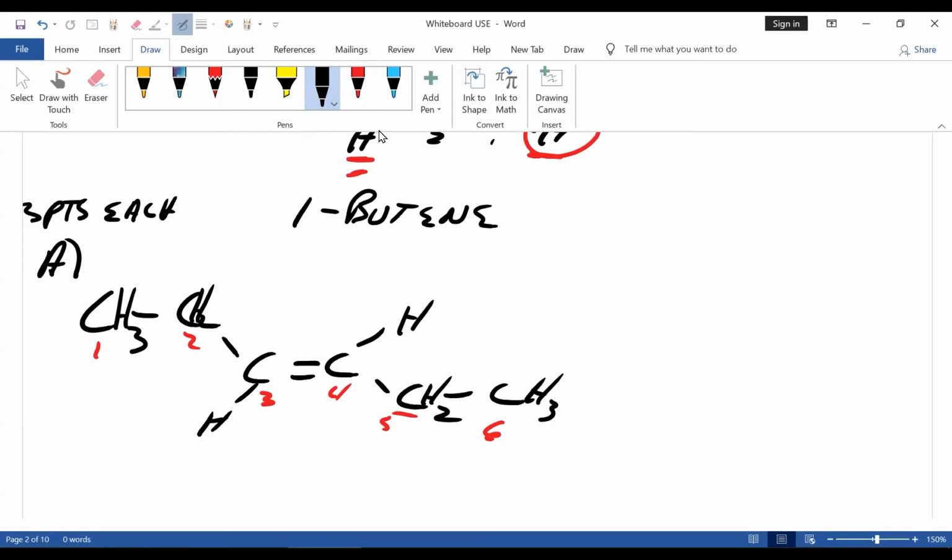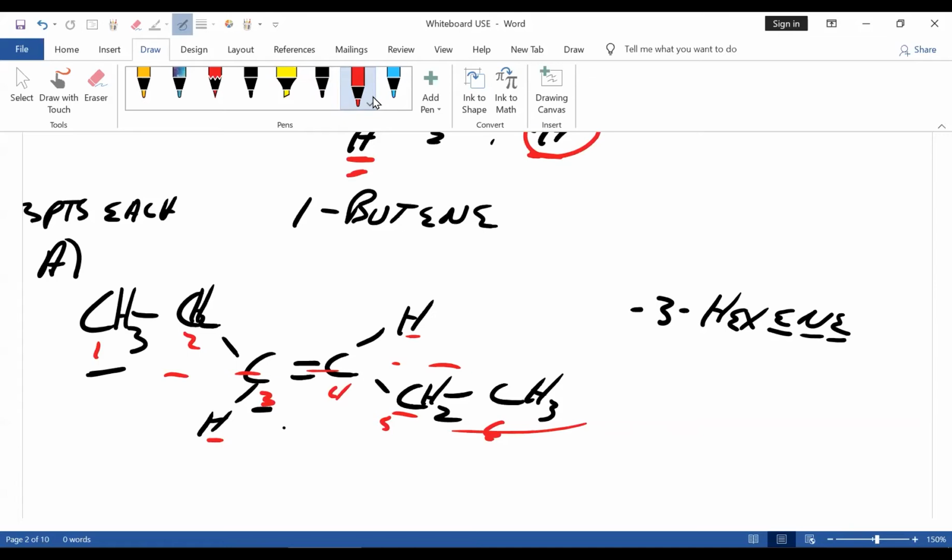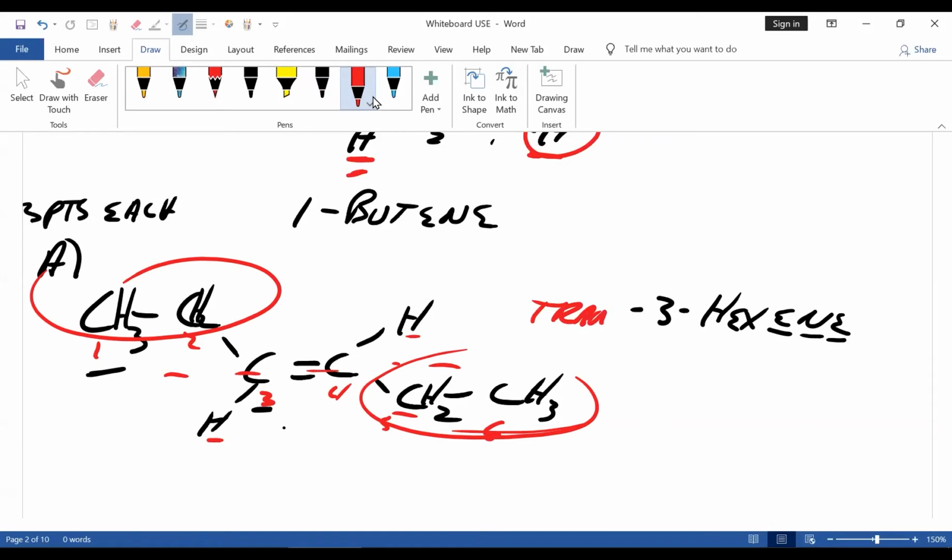6 carbons is hexane, but it's a double bond, therefore it's hexene. Where is the double bond? Again, you count from the side closest to the end and give those carbons the lowest numbers. Either way, 1, 2, 3, or 1, 2, 3 is 3-hexene, but I'm not done. If I put in this line, notice the hydrogens are opposite, or this alkyl group and this group, it's not really an alkyl group, those two carbons, those two, opposite is trans. So that would be trans-3-hexene.